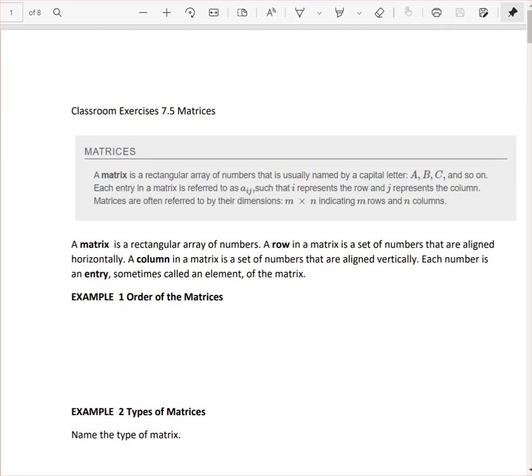7.5 is on matrices, and you've kind of dealt with matrices already a little bit in 7.2 especially. I think if you watched some of my videos, you saw that I did it with matrices. I didn't specify what they were, but I was just setting them up. That's what we're going to talk more about in this section.